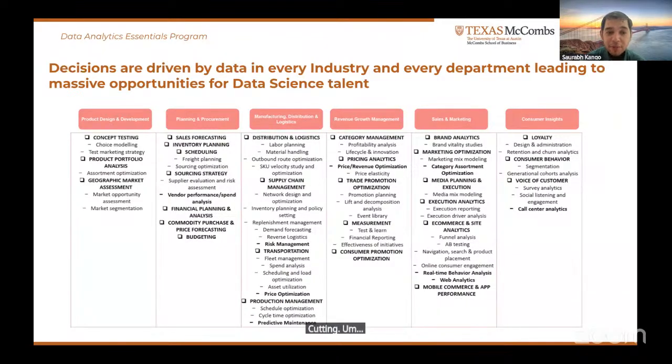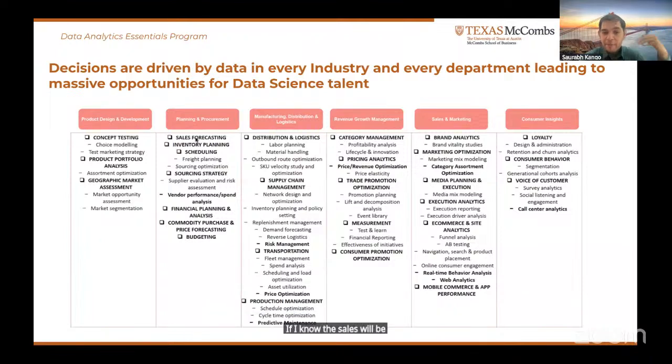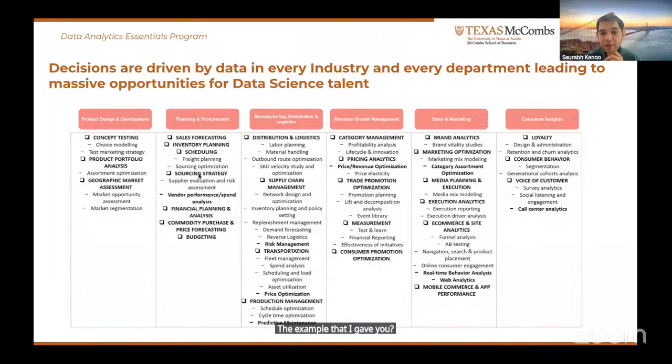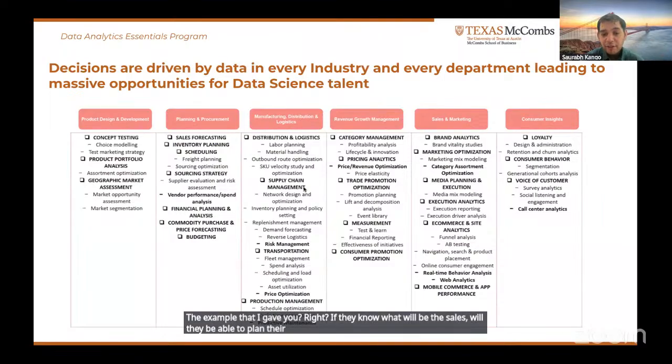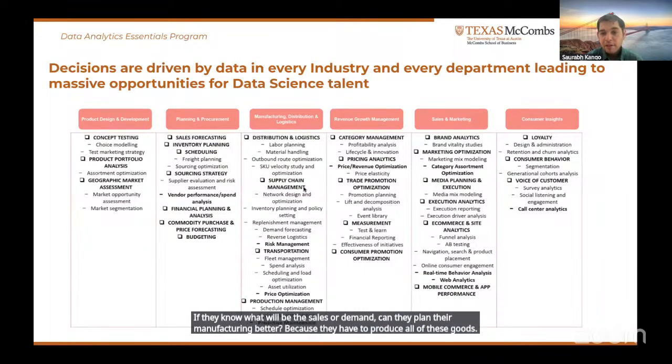Can Nestle use data for doing sales forecasting? If they're able to do sales forecasting, can they do inventory planning based on that? If I know the sales will be 450, I'll plan my inventory according to that. I'll plan my sourcing according to that. I'll plan my financials according to that. The example that I gave you, right? If they know what will be the sales, will they be able to plan their manufacturing really better? If they know what will be the sales or demand, can they plan their manufacturing better because they have to produce all of these goods, right?